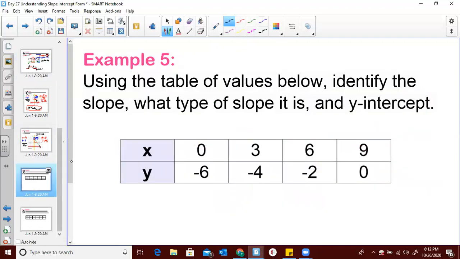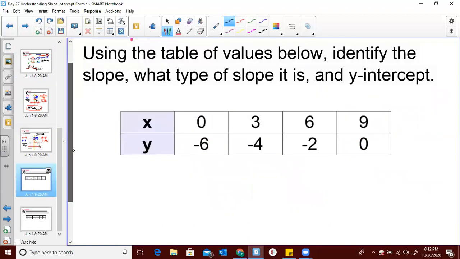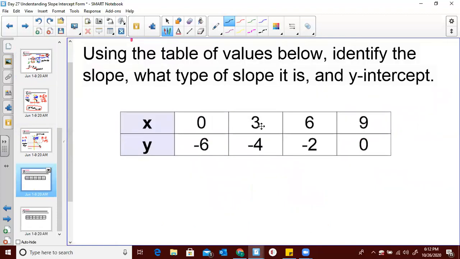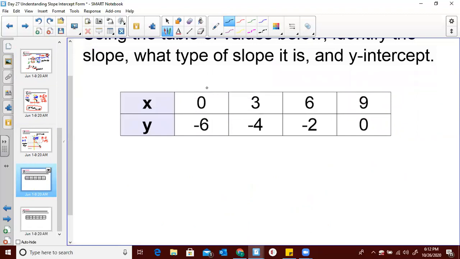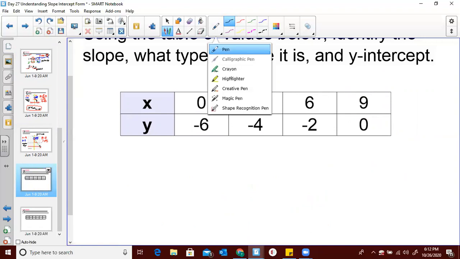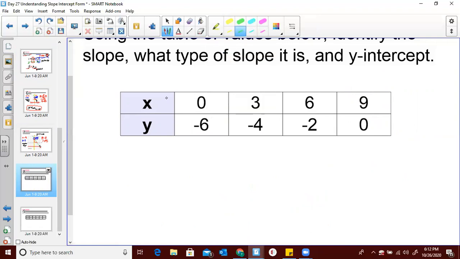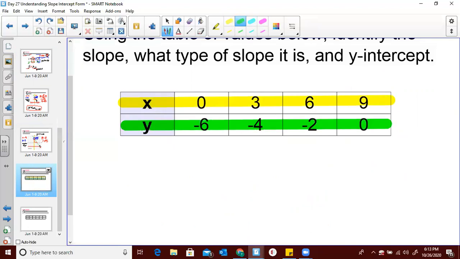We're going to finish this off by using a table. All right, and remember, when you're looking at a table, it doesn't matter if the table goes this way or if the table is up and down, right? You want to focus on your x values and your y values. So just to kind of keep this together, these are your x's, these are your y's, and we're going to work with them from here.